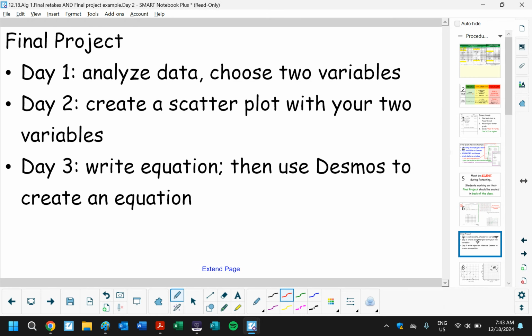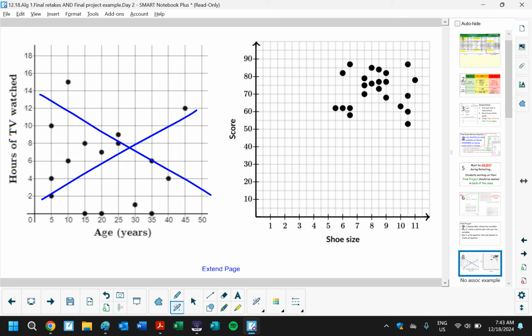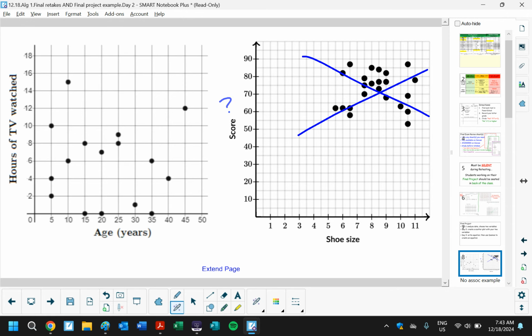Now, as a reminder, when you pick data, sometimes it works and sometimes it doesn't. For instance, if you look at the graph on the left, there really is no association. Is it negative? Is it positive? Well, there appears to be, with this data set, no association between hours of TV watched and the age. You could say the same about the graph on the right. A student's score, whatever that score is, not the best of labels, and their shoe size. There does not seem to be a positive or a negative association involved with that.